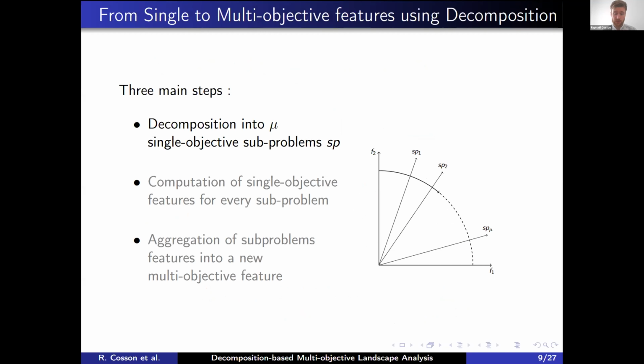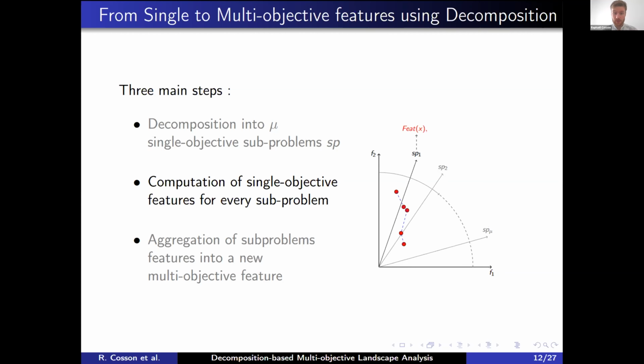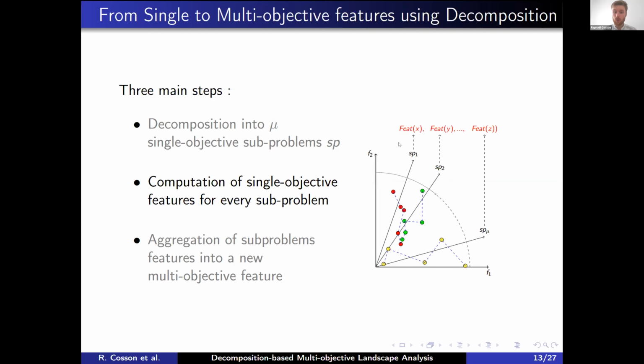And by using decomposition, we propose to compute landscape features to perform a landscape analysis on a multi-objective problem. We propose to decompose a multi-objective problem into single objective sub-problems. Then for each sub-problem, we compute a sample of solution fitness over the sub-problem's single objective fitness. And using this sample, we can compute single objective features. We'll do the same for all sub-problems.